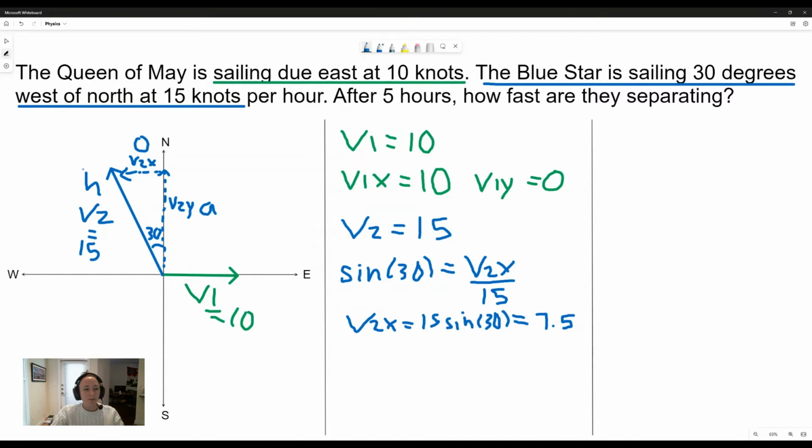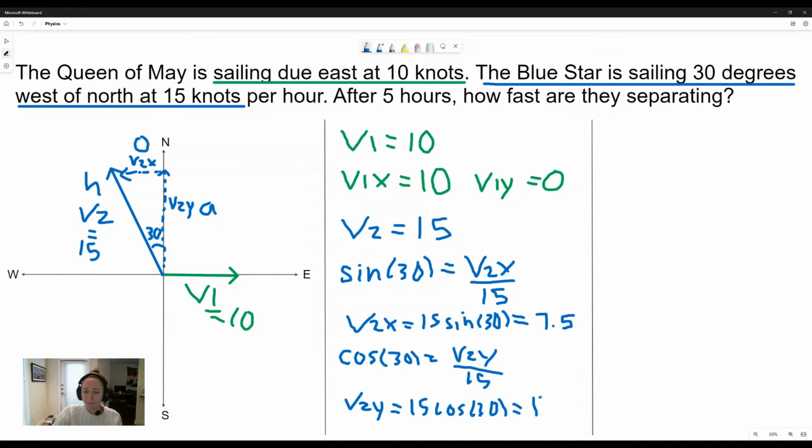We can set up an identical rule for V2y: cosine of 30 is equal to V2y over 15. We can rearrange this and move 15 to the other side, so V2y equals 15 cosine of 30. If we get our calculator out, we get that this is equal to 13.